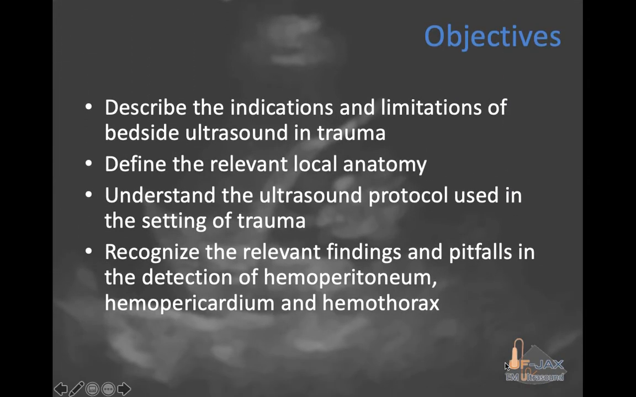The goal of this lecture is to be able to identify free fluid in the abdomen and the pericardium using ultrasound in the setting of trauma. You will also learn to distinguish between a pericardial effusion and pericardial tamponade. You will also learn to evaluate the patient for hemothorax and pneumothorax using the extended FAST exam.